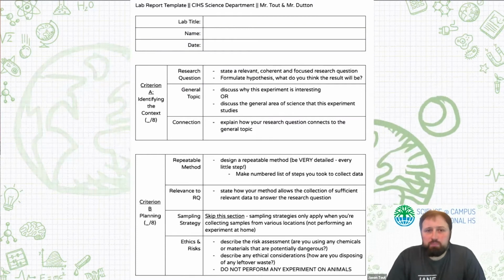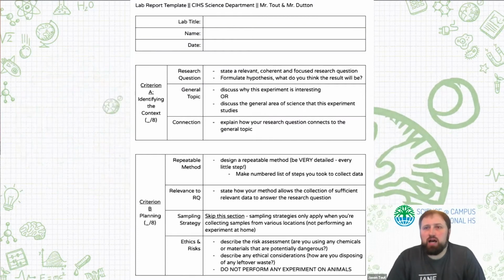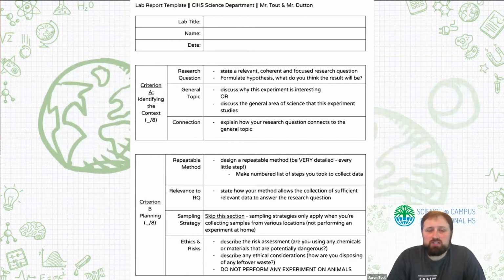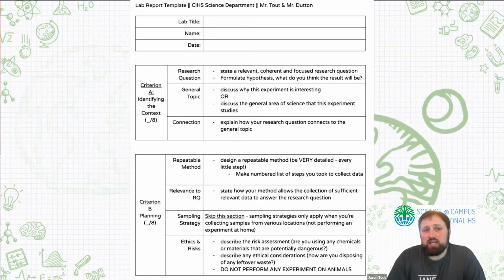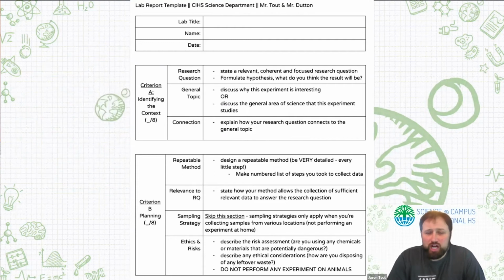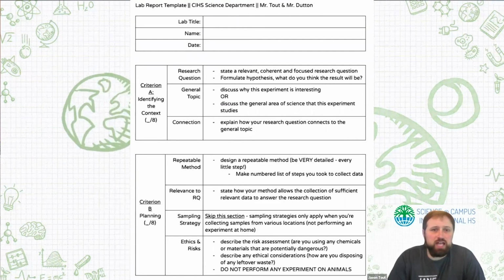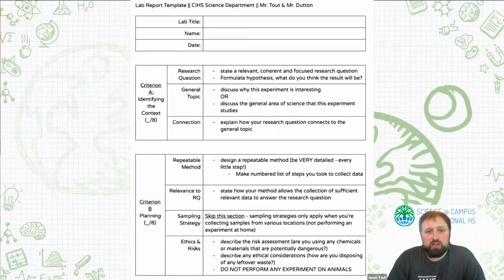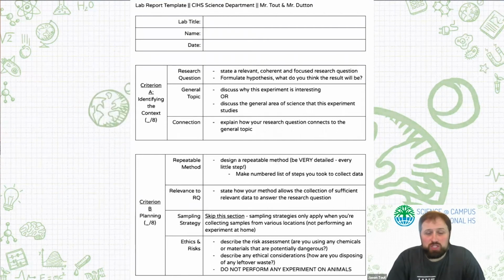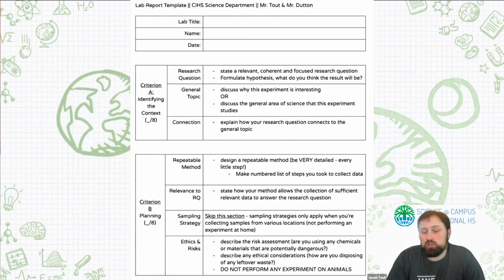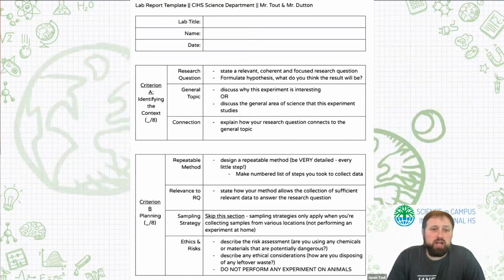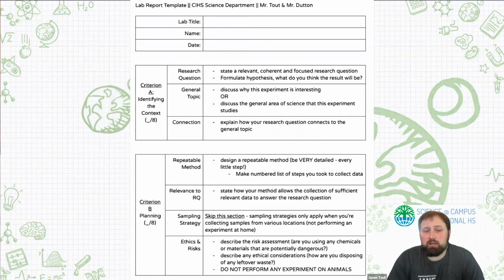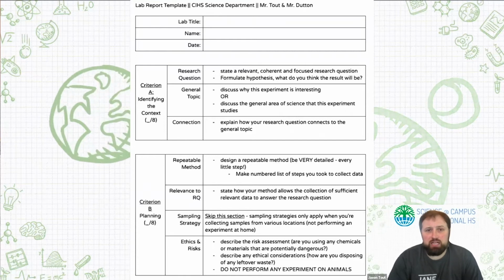Now, criterion B is when you actually get into the steps you're going to take. Your repeatable method or your procedures needs to be very detailed. The ones they give you on the website are a little general. They give you an idea of the steps to take. You want to be much more specific than what they give. So if they have 8 steps as their procedures, your procedures might be 15 or even 20 steps. Include every little minute detail. And I recommend numbering that list and putting it in there.